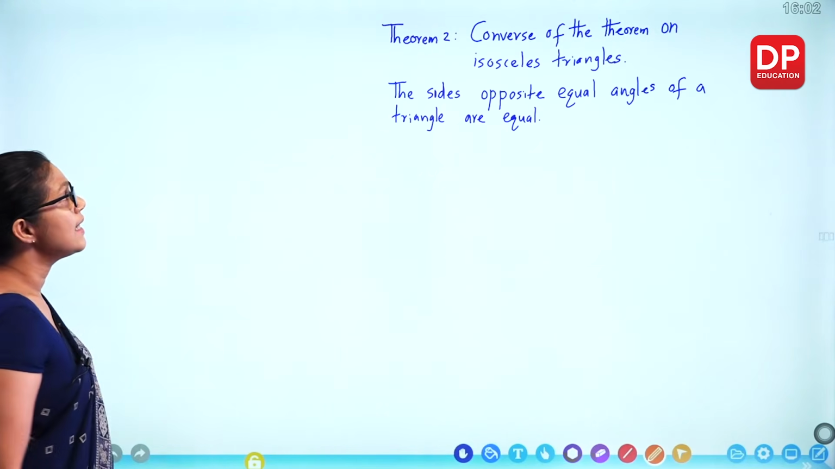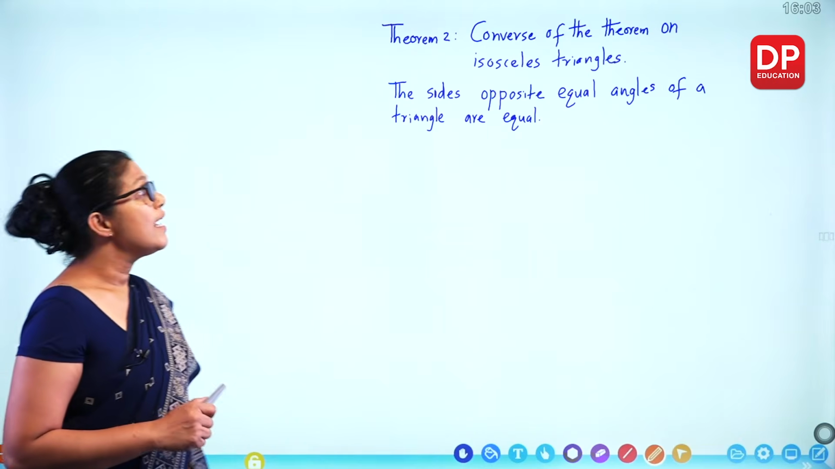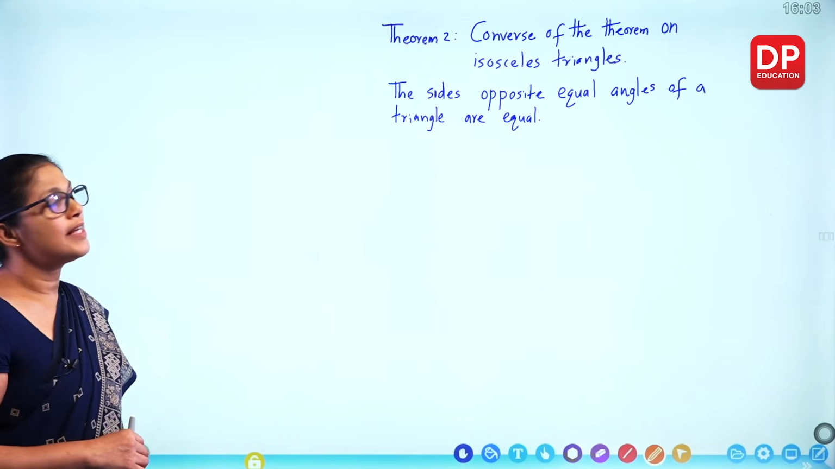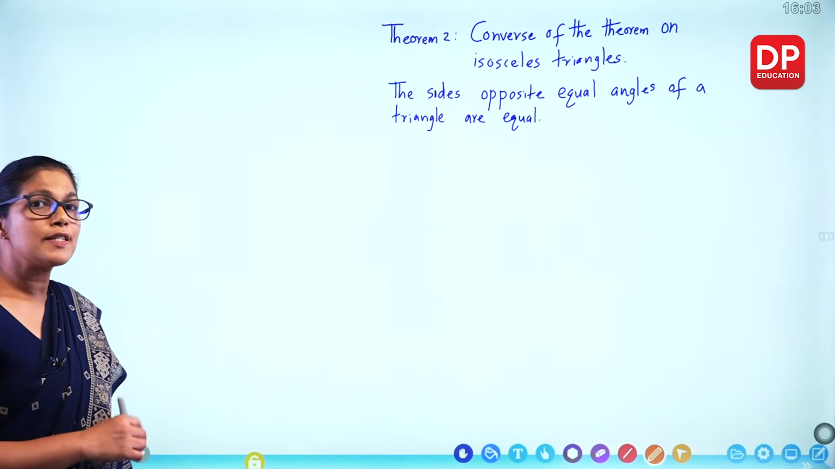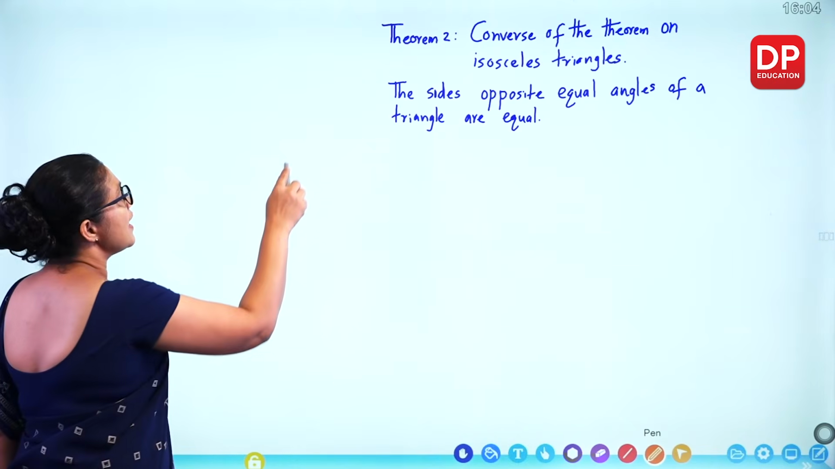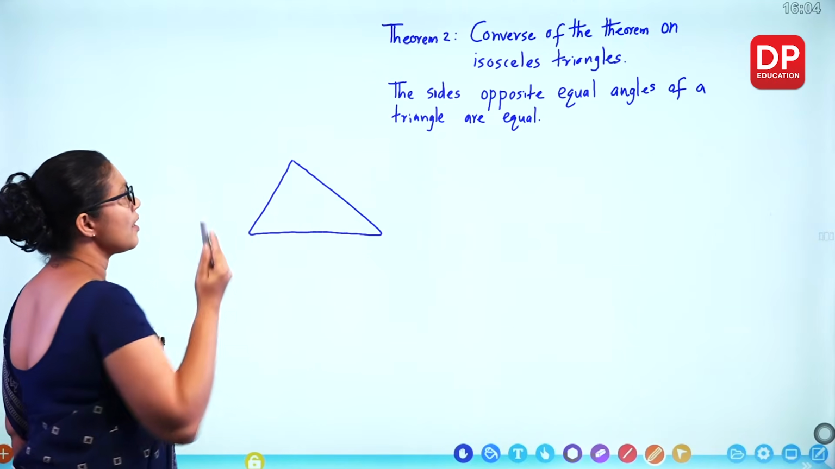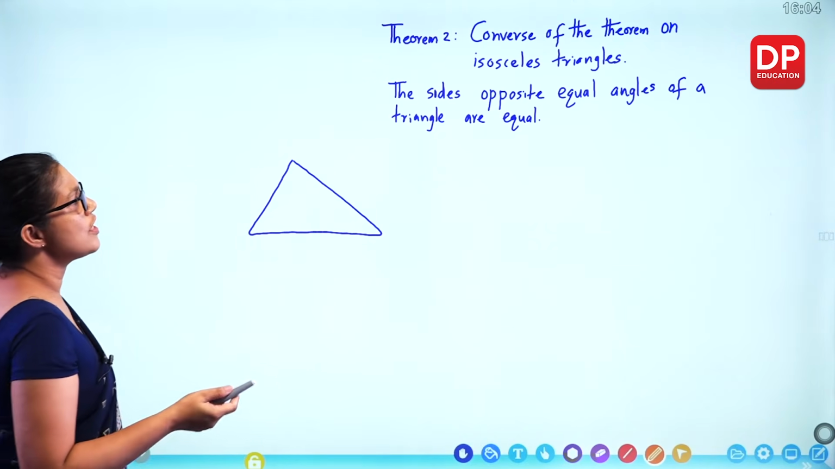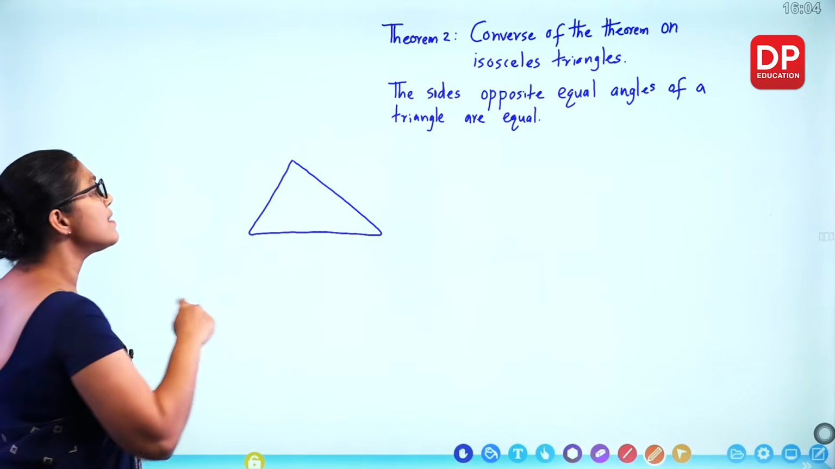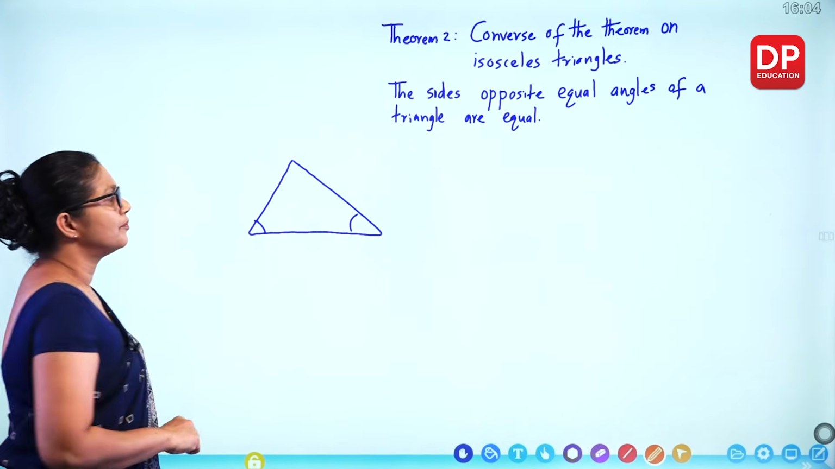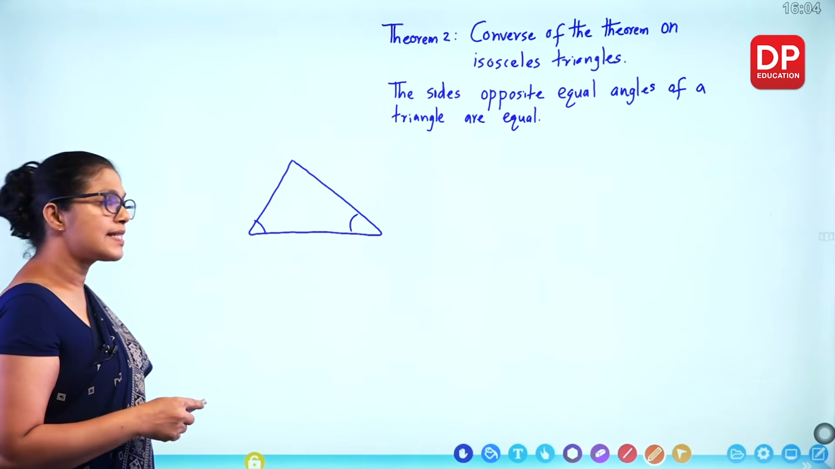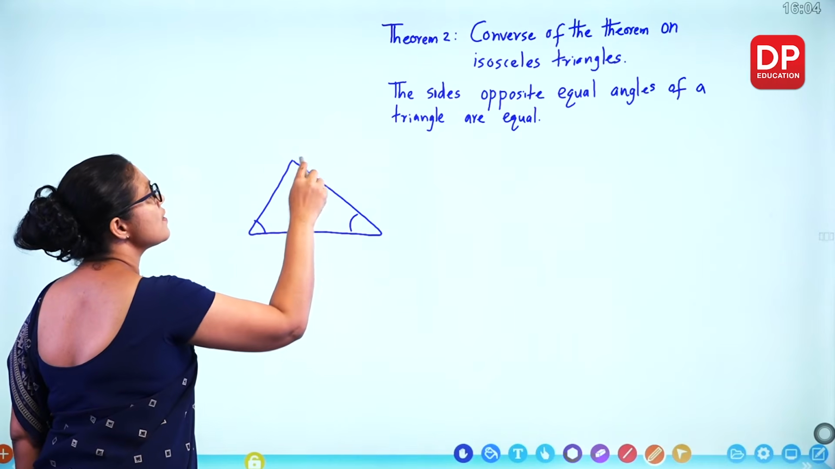Now we'll take theorem 2. It says converse of the theorem on isosceles. What does converse mean? The opposite. We'll take a triangle. Now the given information is two angles are equal. So how do we identify the opposite side? Opposite to this one is this one.